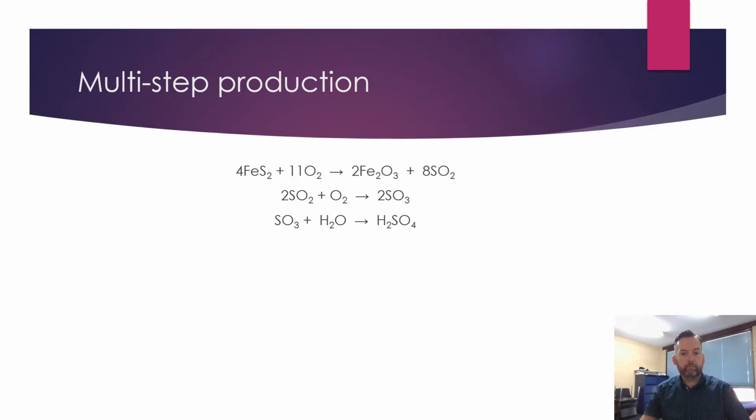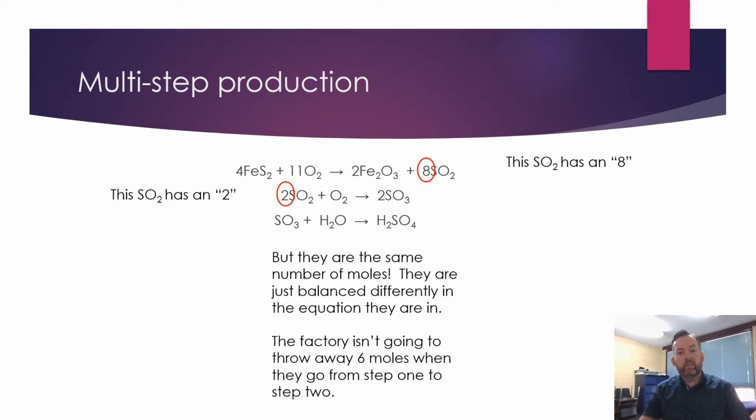So how do we do it? What we need to remember is that there's an 8 there, and there's a 2 there. Now they're separate equations, obviously different numbers. But the thing you've got to remember is that they're the same number of moles. They're just balanced differently to the equation that they're in. Think of it this way: production is like a conveyor belt. The factory is not going to throw away 6 moles going from step 1 to step 2. They're going to take everything from step 1, move it all into step 2, and continue the process, because industry and production is all about maximising profit. They're not going to lose anything. So the fact that there's an 8 in one and a 2 in another only applies to the equation they're in, not the next one over.